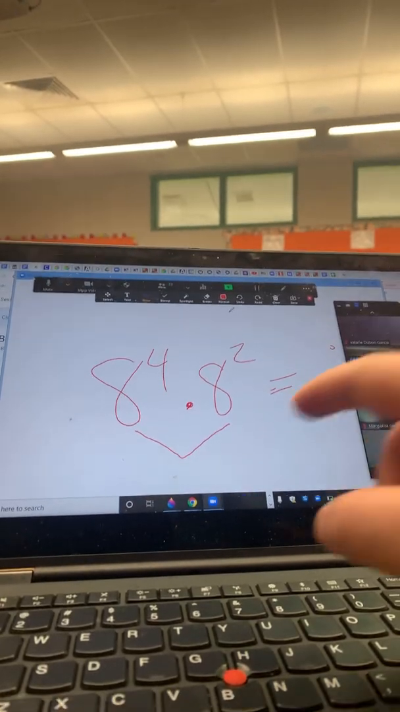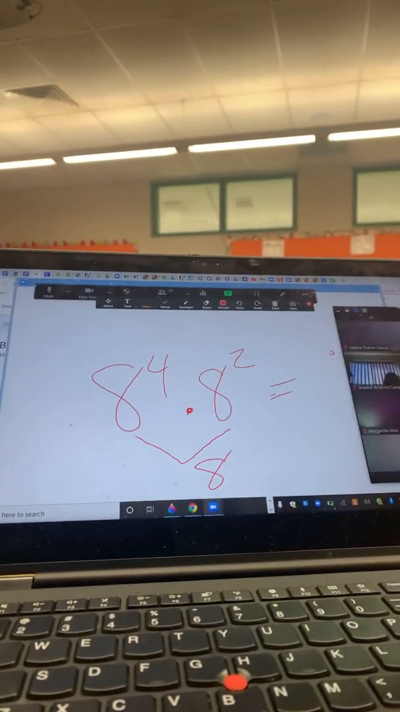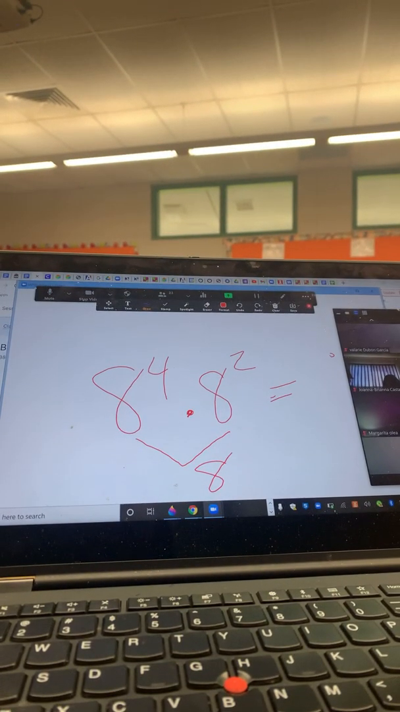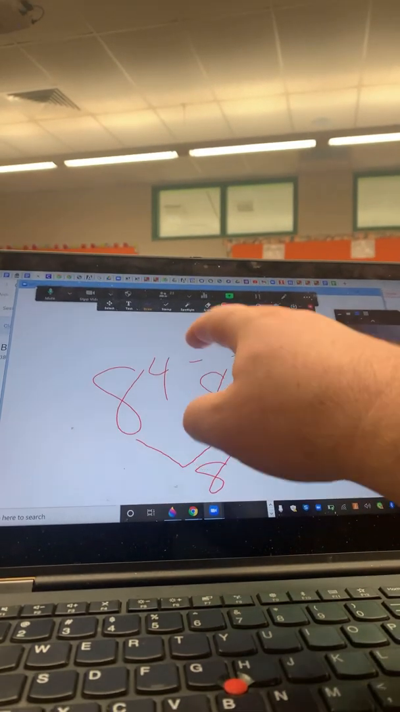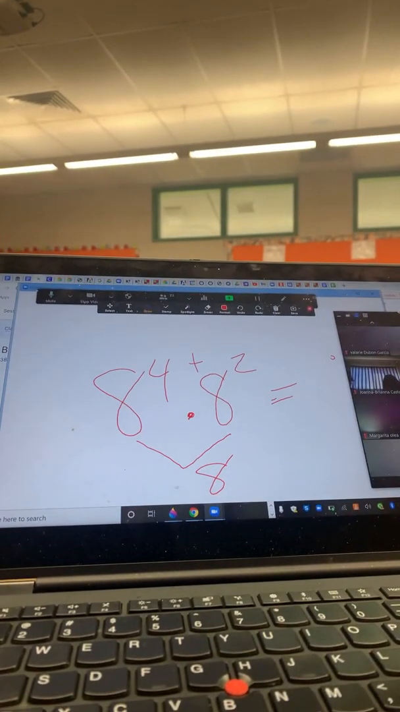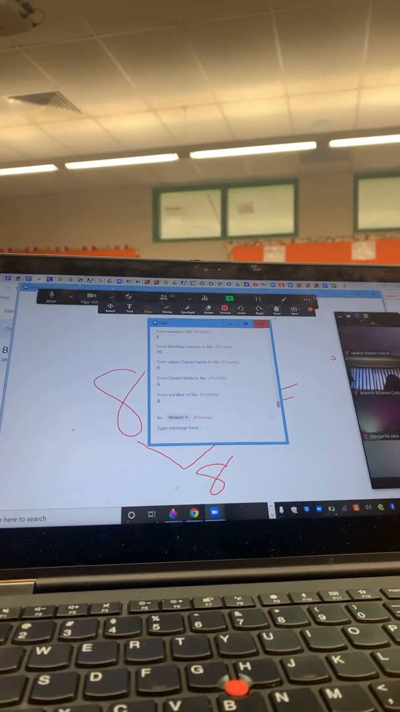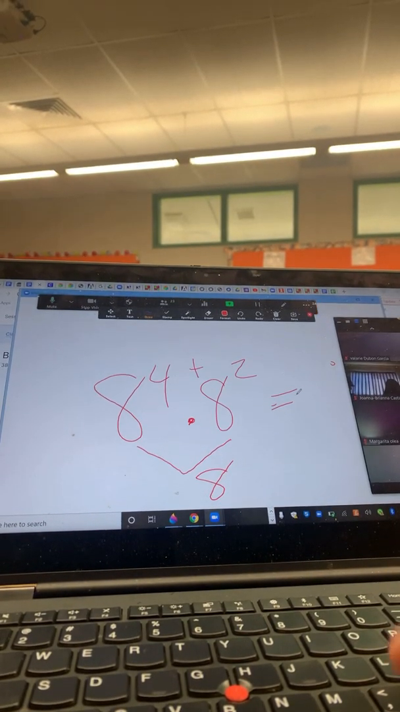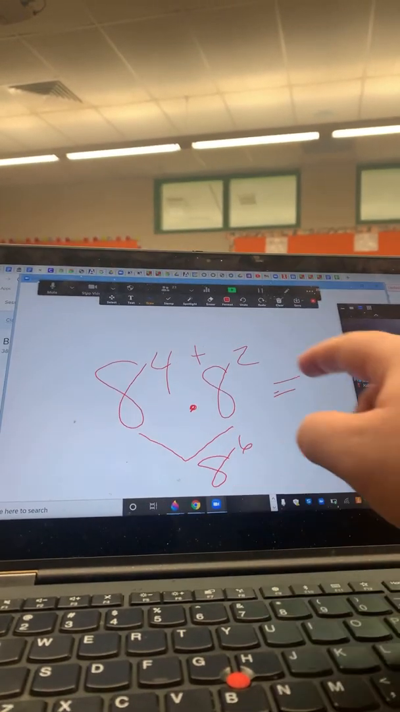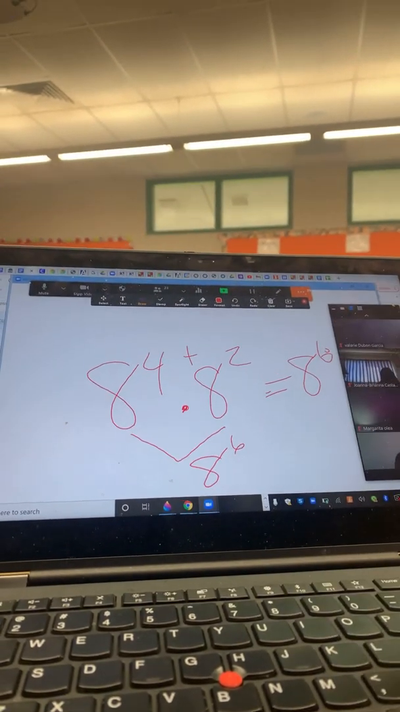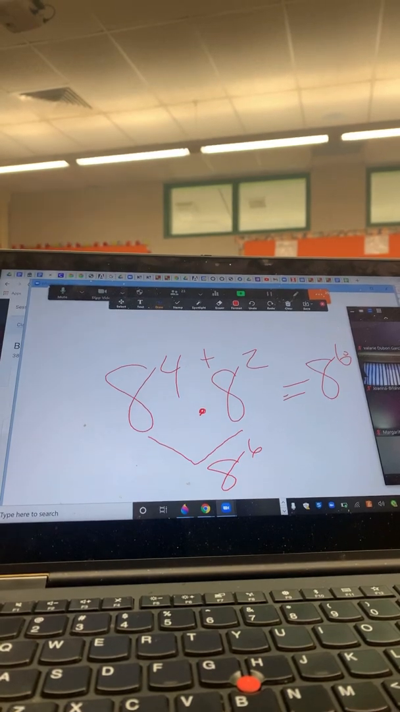So we drop the base down because we know that it's going to be 8. And then what is 4 plus 2? 6. So it's 8 to the 6th power. That is the correct answer.